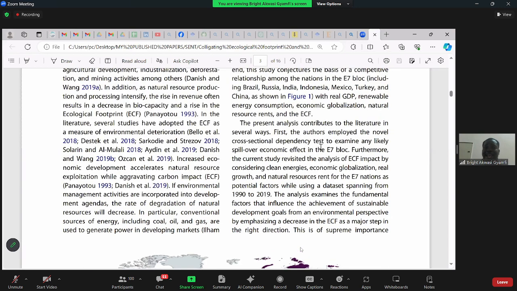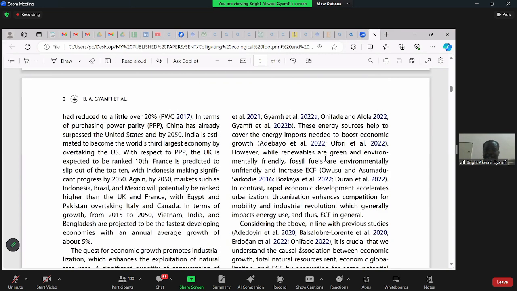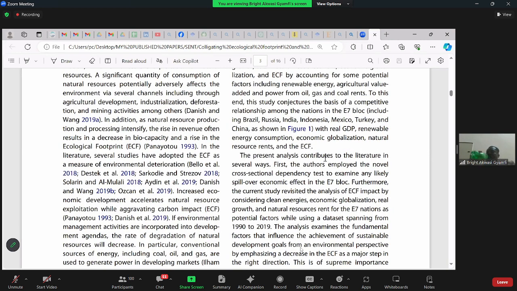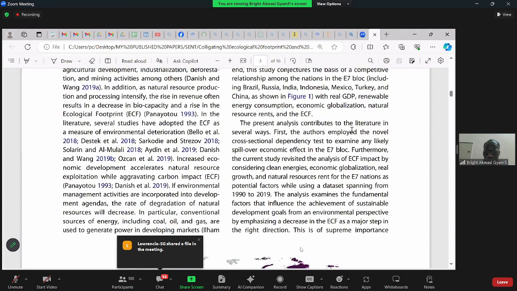The main area which they based on to reject our paper is the contribution. So in this paper, it says the present analysis contributes to the literature in several ways. First, the authors employ a novel cross-sectional dependency test to examine any likely spillover economic effect in G7 economies. So this is a methodological contribution.